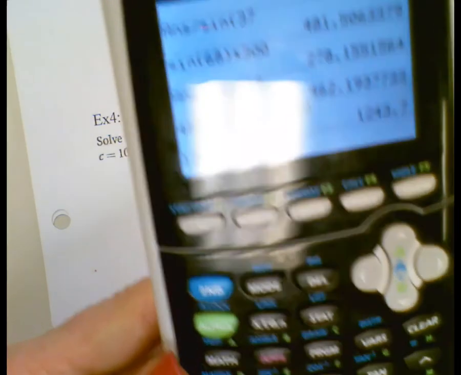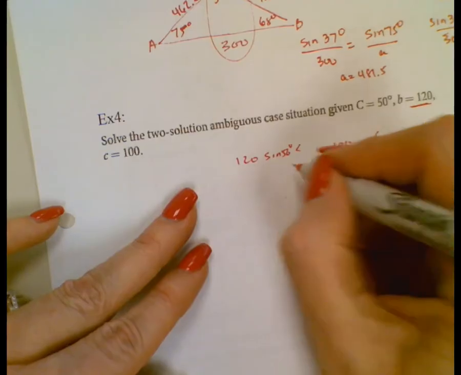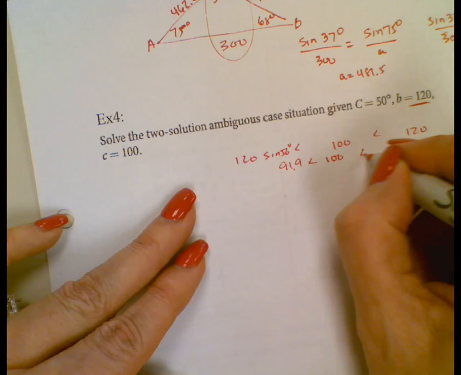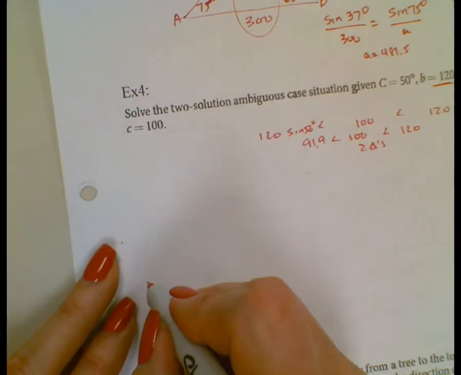120 sine 50 is 91.9. That is less than 100. True. That means there's at least one. That is less than 120, so there are 2 triangles. So immediately you should draw 2 triangles.